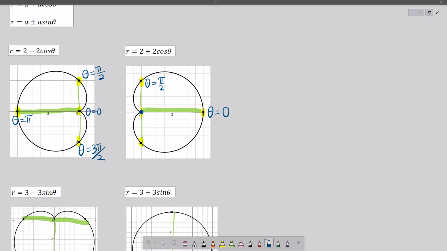And then we rotate to 3 pi over 2. Cosine of 3 pi over 2 is 0. 2 plus 0 is 2. So we go 2 in the 3 pi over 2 direction.